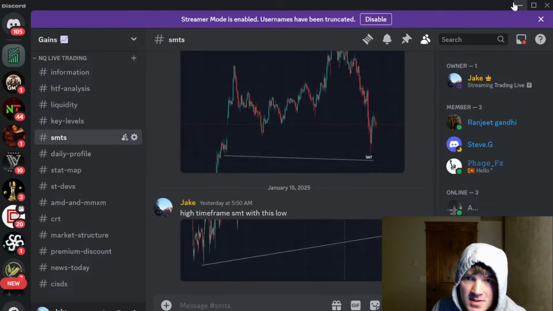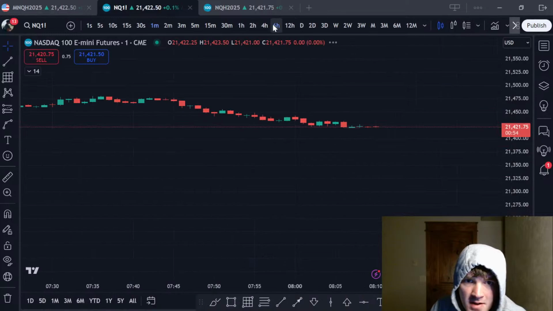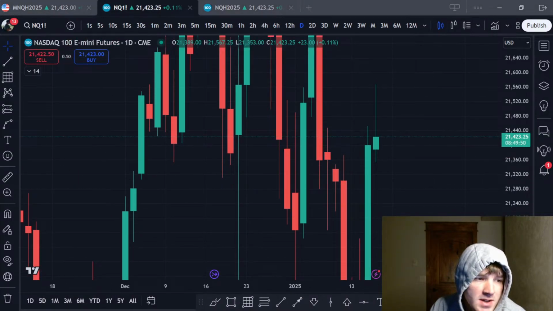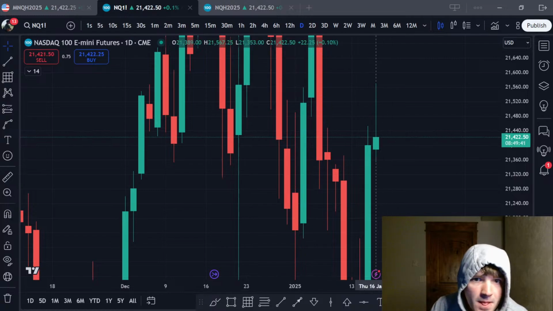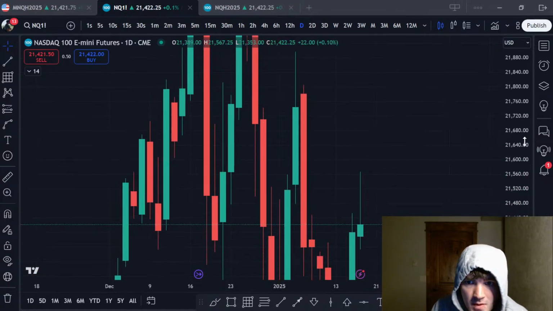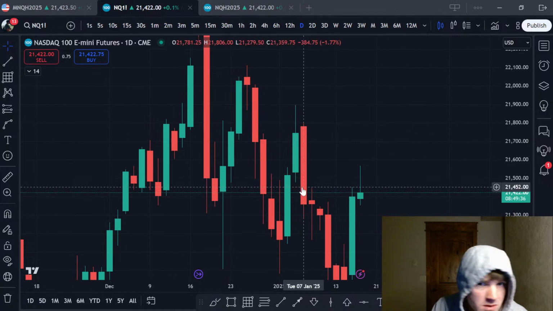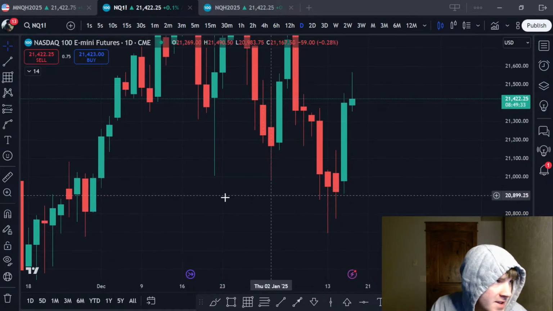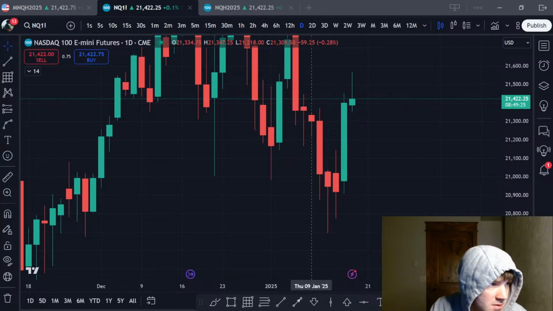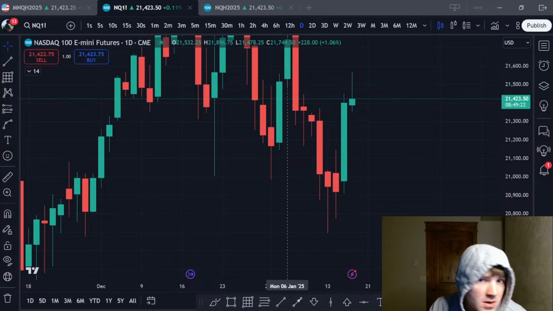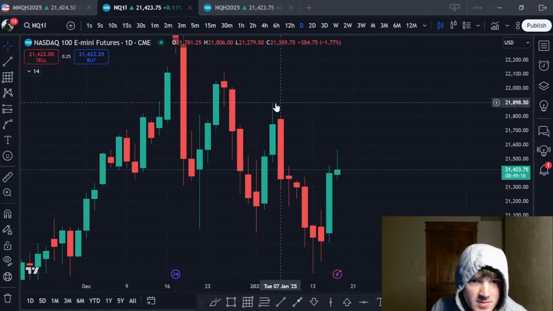SMTs. Let's look at SMTs. So, starting out on higher time frame here. I gotta get out my other screen, so okay, I'm not seeing any daily SMTs, at least not with the S&P. Let's check YM. SMT with YM. Okay. SMT with YM with this high.